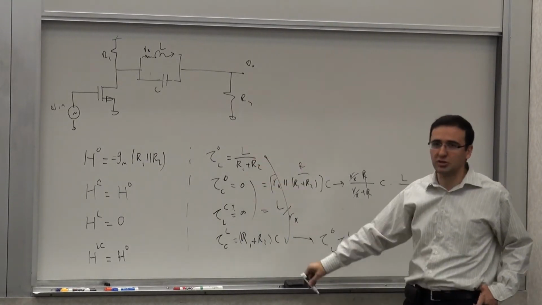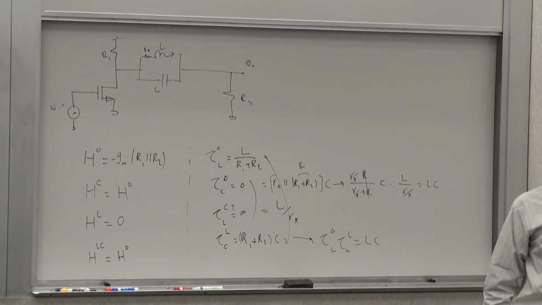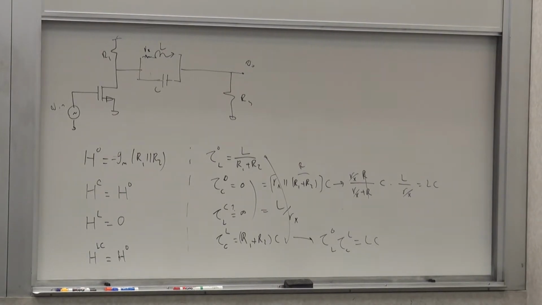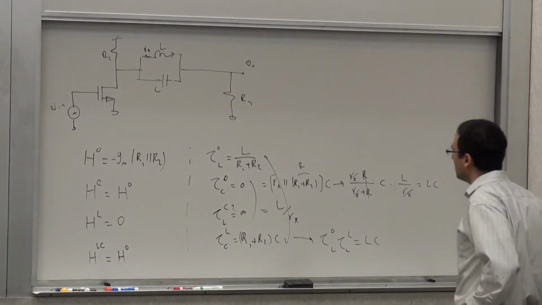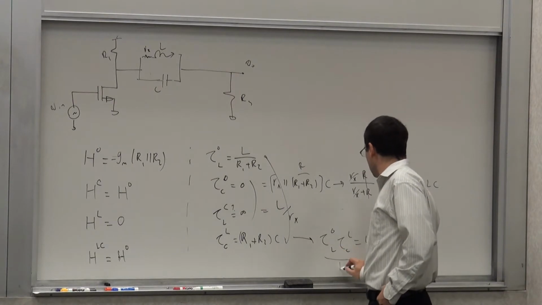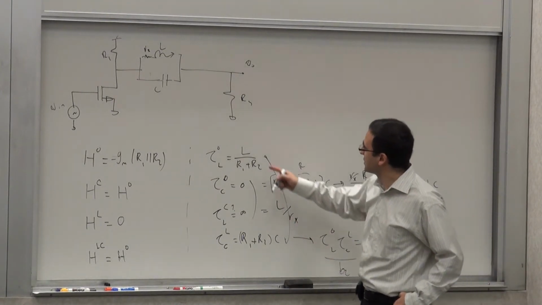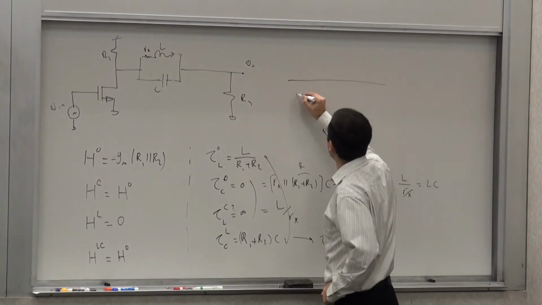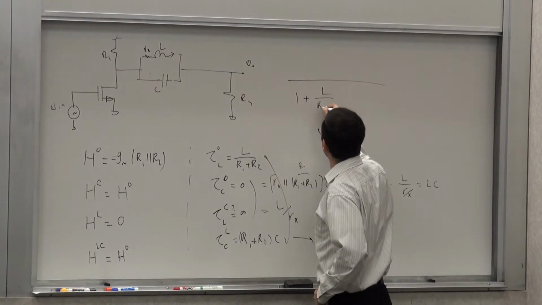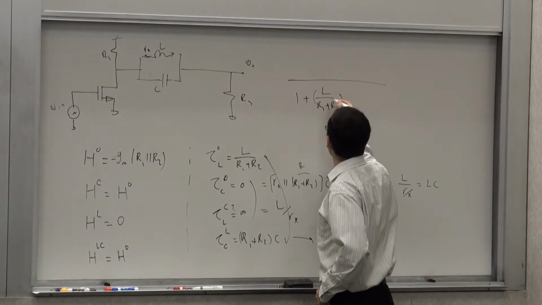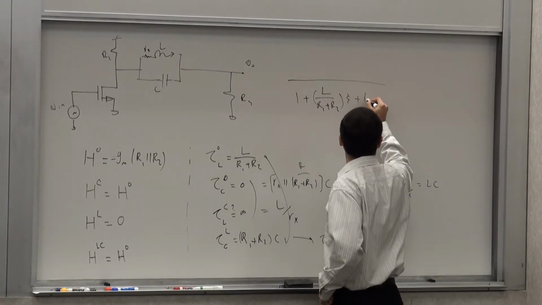So it's a lot easier to do it that way than the hard way. That makes it easy. So this is B2. B2 is LC. What is B1? The sum of these two is L over R1, so I'm done, right? It's L over R1 plus R2. I was done a long time ago, actually.